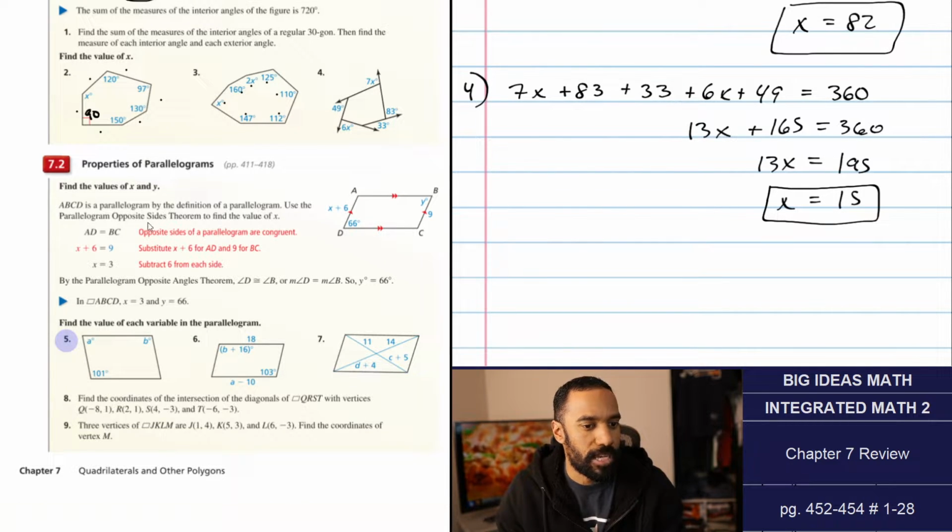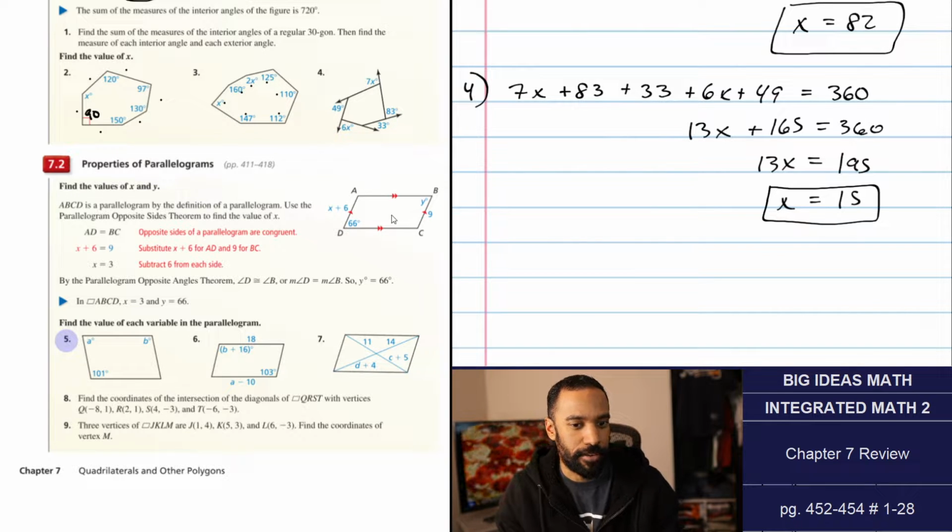So use the opposite sides theorem to find the value of x in the first example. AD and BC should be the exact same length, so x plus 6 will equal 9. Subtract 6, you get x equals 3. The opposite angles theorem states that opposite angles are congruent, so y's value is 66 because B and D should be congruent to each other. So that's what's true in that parallelogram.